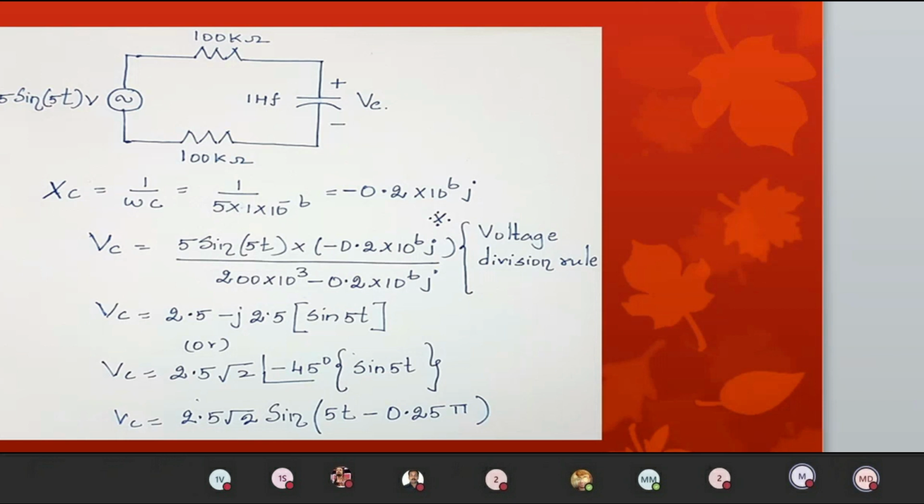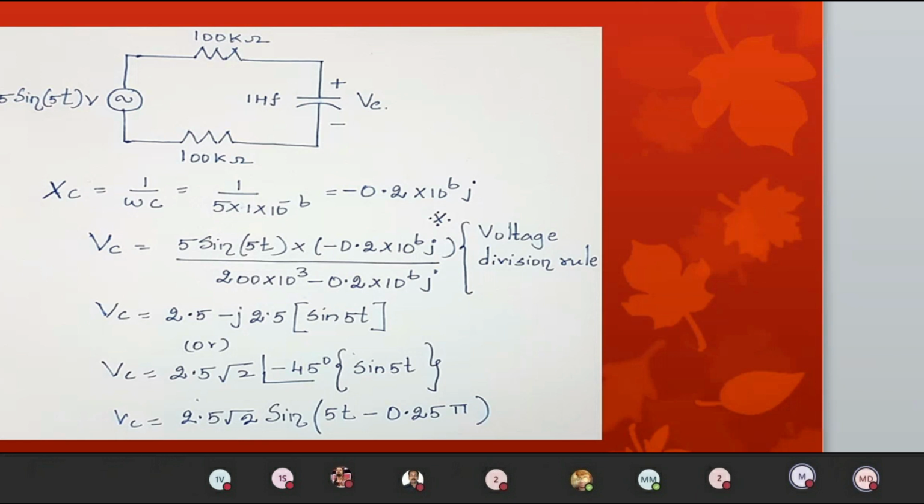So 5 into sin pi t into minus 0.2 into 10 power 6 j divided by 200 minus 0.2 into 10 power 6 j. So 2.5 minus j 2.5 sin pi t. Okay, or 2.5 root 2 angle minus 45 degree. That is, I'm converting rectangular form to polar. Okay, and then I'm converting to radians: 5t minus 0.25 pi. That is 45 into pi divided by 180 degrees.